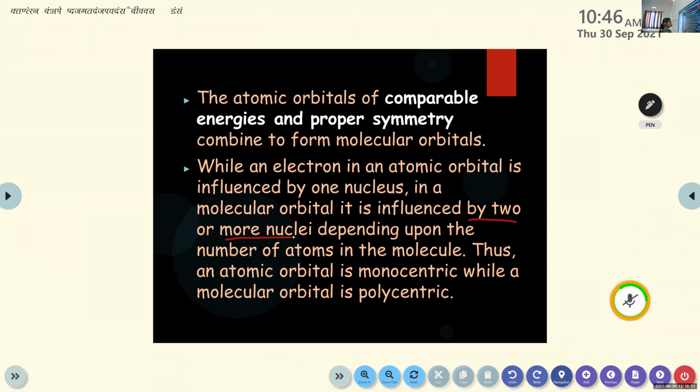Thus, an atomic orbital is monocentric, while a molecular orbital is polycentric. Poly means many, right? An atomic orbital is influenced by only one nucleus. That's why it is monocentric. But in the case of a molecular orbital, the molecule is formed by the combination of two or more atoms, so it is influenced by more nuclei. So, it is known as polycentric. That's the third point.